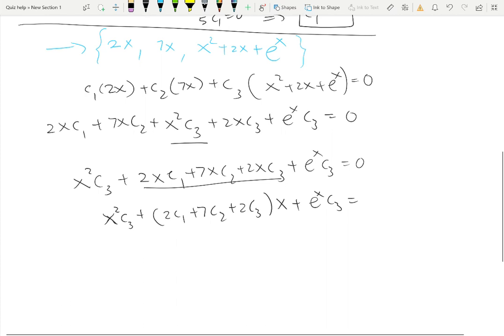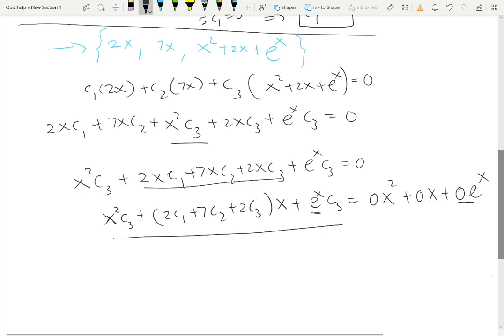On the right, I assume that I have 0x square plus 0x plus 0 times e to the x. Because you have an e to the x here, we can have an e to the x on the right hand side. Of course, yes, but it's multiplied by 0. So no matter what function you have, it's multiplied by 0, so the right hand side is 0. Any function term here can be represented on the right hand side, because you can multiply that term by 0, and it does not harm anything.